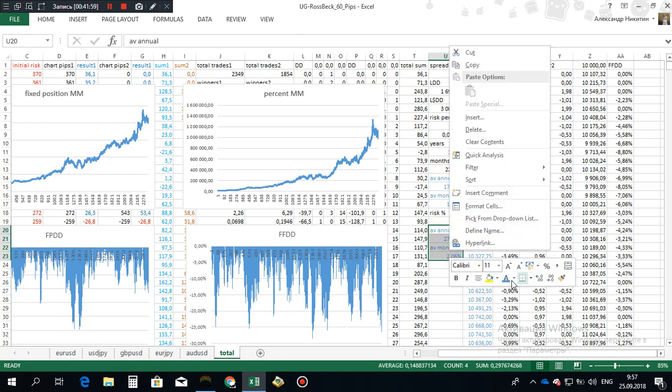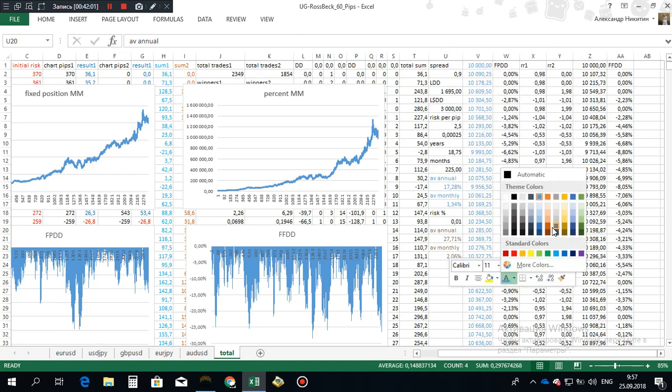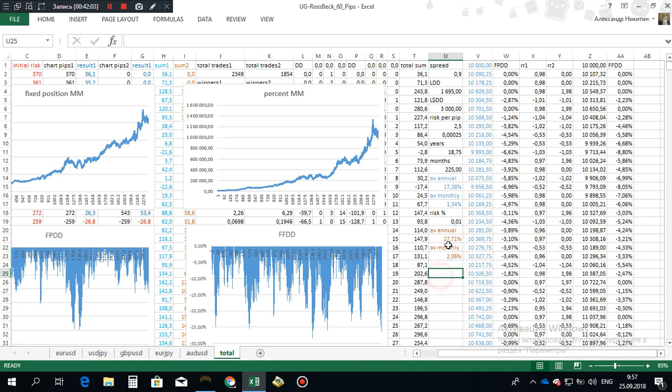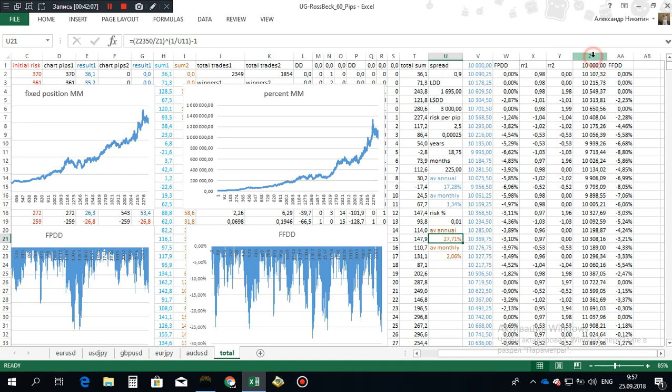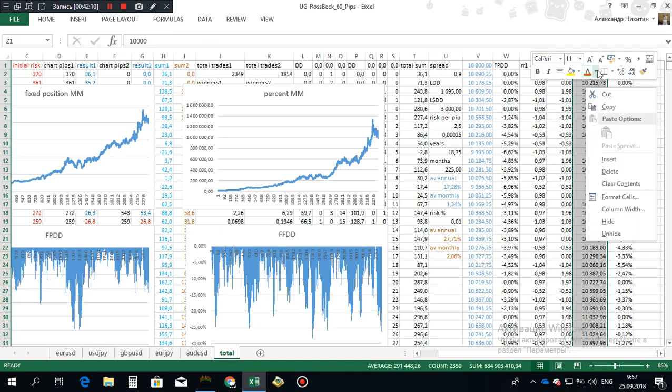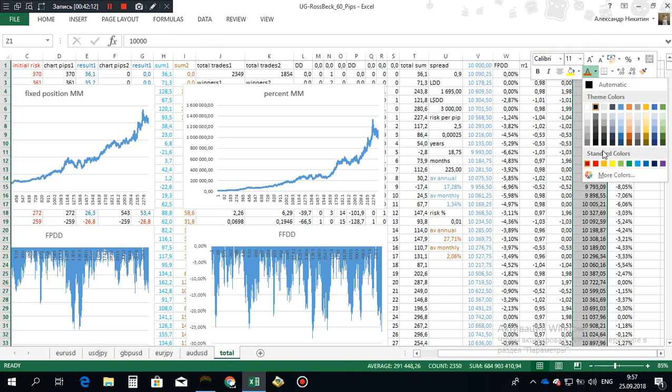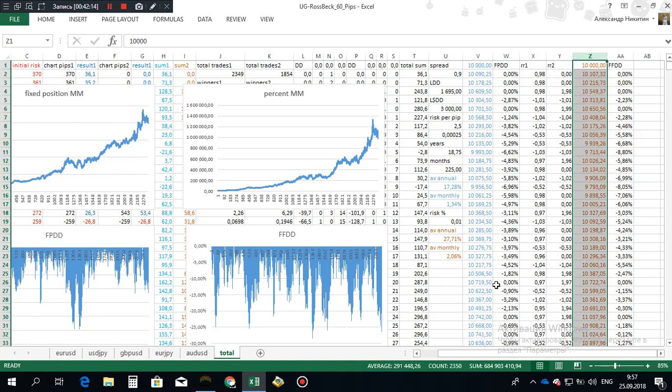Okay, so this should be color brown, and this one should have color brown. Okay, now this belongs to this, blue belongs to blue.